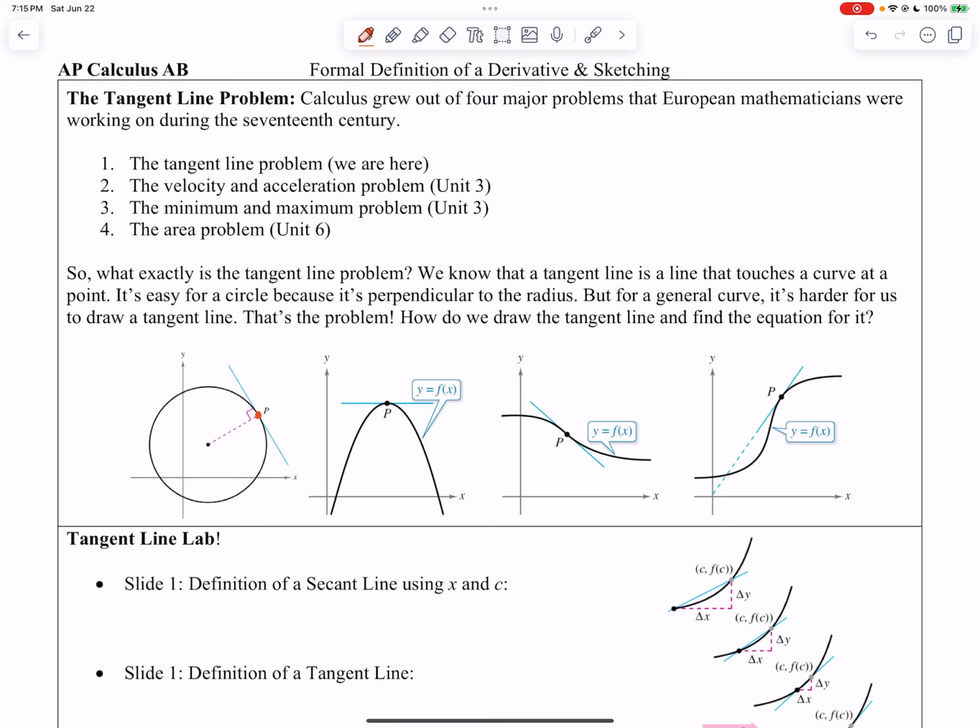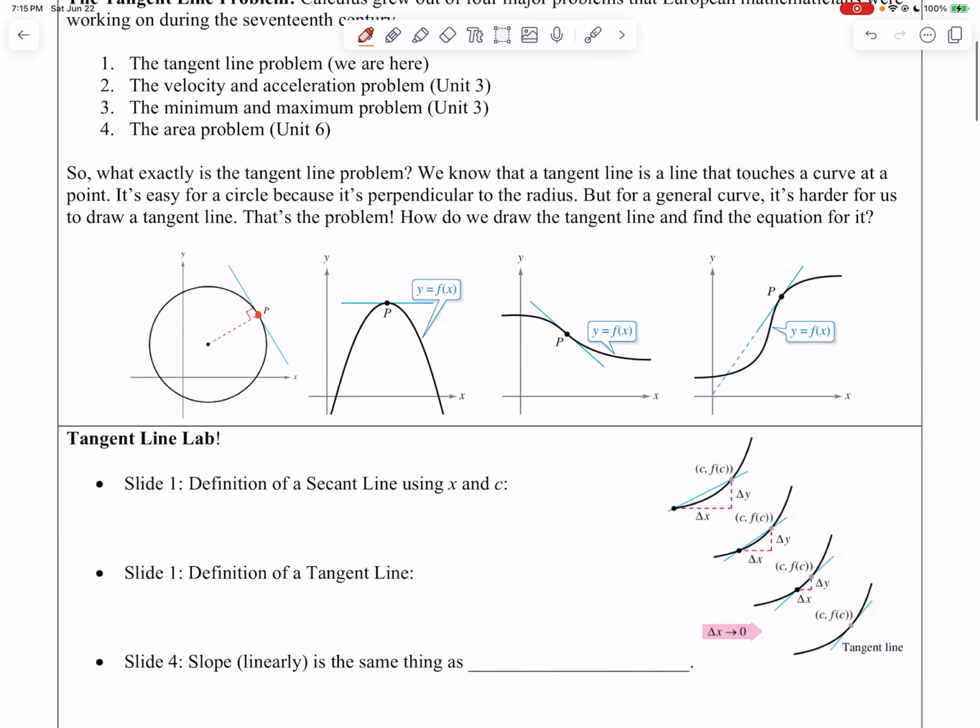All right. In this video, we are going to be talking about the tangent line problem and the formal definition of the derivative. Back in Unit 1, we talked about limits, and that was all fun and games. Now in this unit, we are going to be talking about the tangent line problem, and essentially, we know that a tangent line touches a curve at one point. It's easy for a circle because it's just going to be perpendicular to the radius. That's easy peasy lemon squeezy.